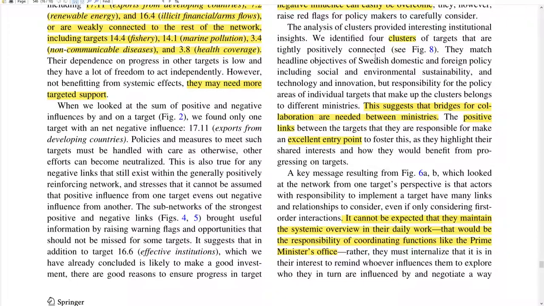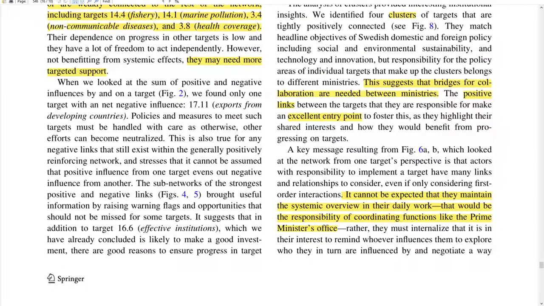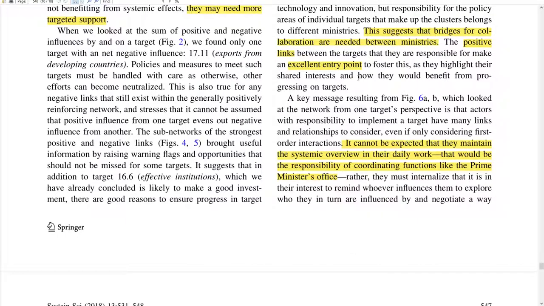The authors also identified four clusters that are tightly positively connected, but within each cluster there are a lot of interactions that crisscross ministries, which means that a given cluster could be worked on by many ministries. And this brings us to this point here. This suggests that bridges for collaboration are needed between ministries. The positive links between the targets that they are responsible for make an excellent entry point to foster this, as they highlight their shared interests and how they would benefit from progress in all targets.